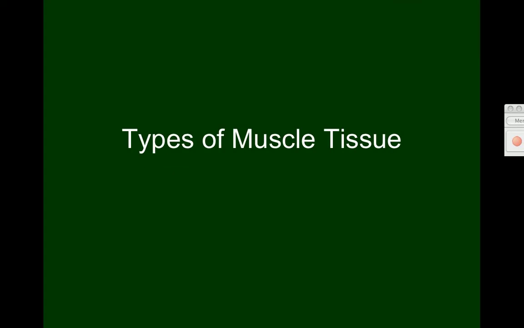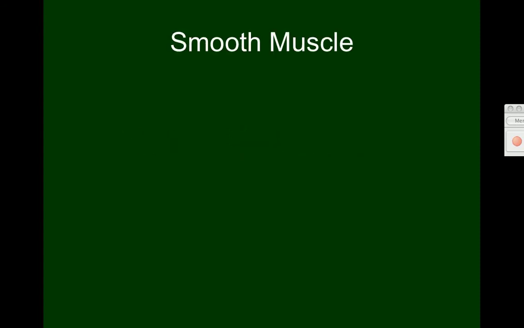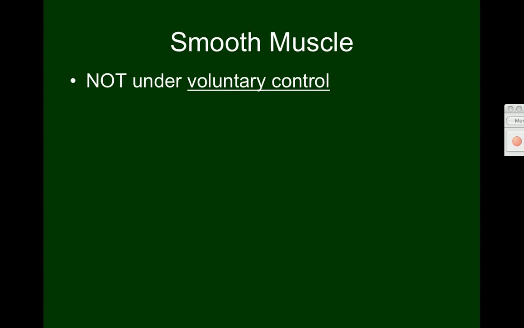Okay, in this section we're going to start off our muscular system examination by talking about the types of muscle tissue. And the first type of muscle tissue we're going to look at is smooth muscle. And smooth muscle is not under our voluntary control. We do control it through the central nervous system, but we actually don't control it voluntarily.